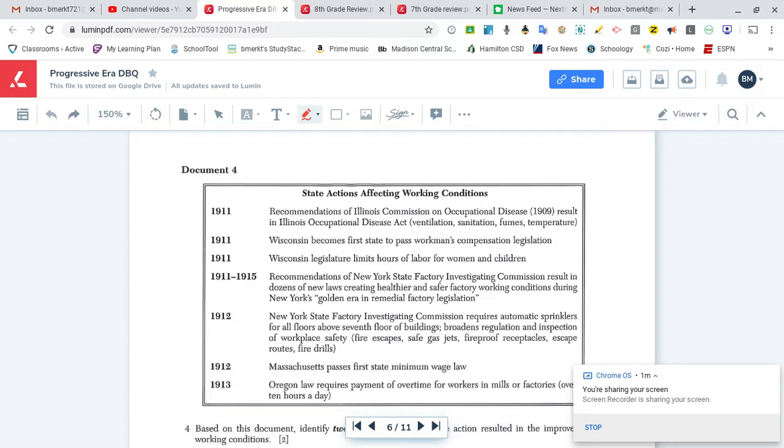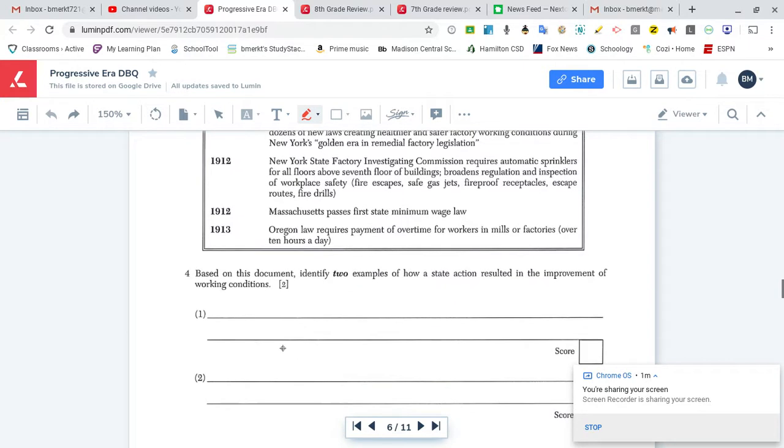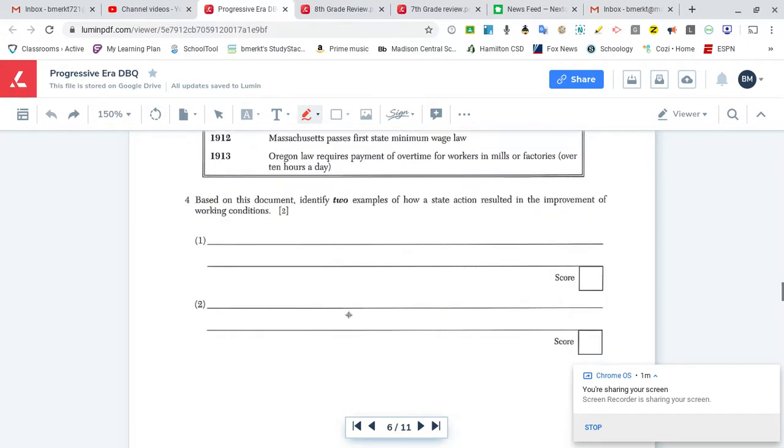Minimum wage laws were passed. Safer working conditions were put into place. In New York, fire escapes and fire drills were required. All of those different things could be put down for either 1 or 2. You had to pick two of those things, two examples.